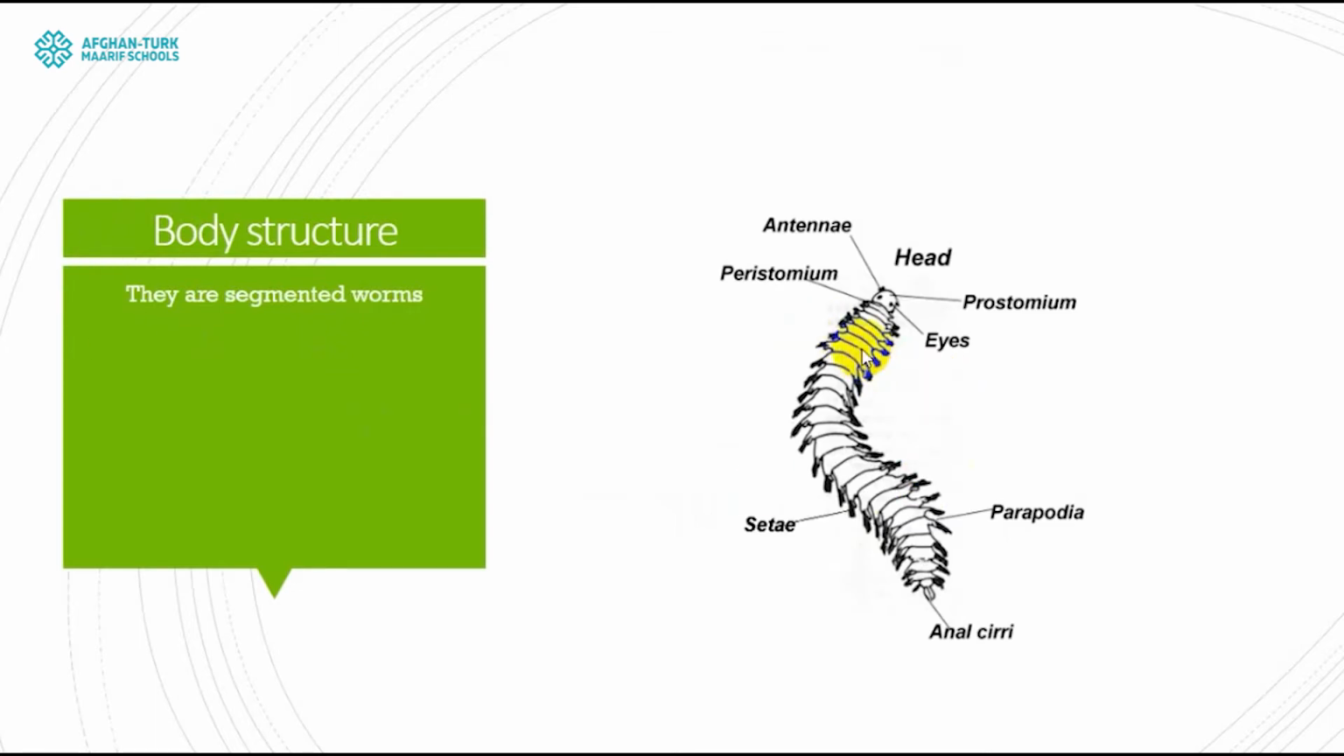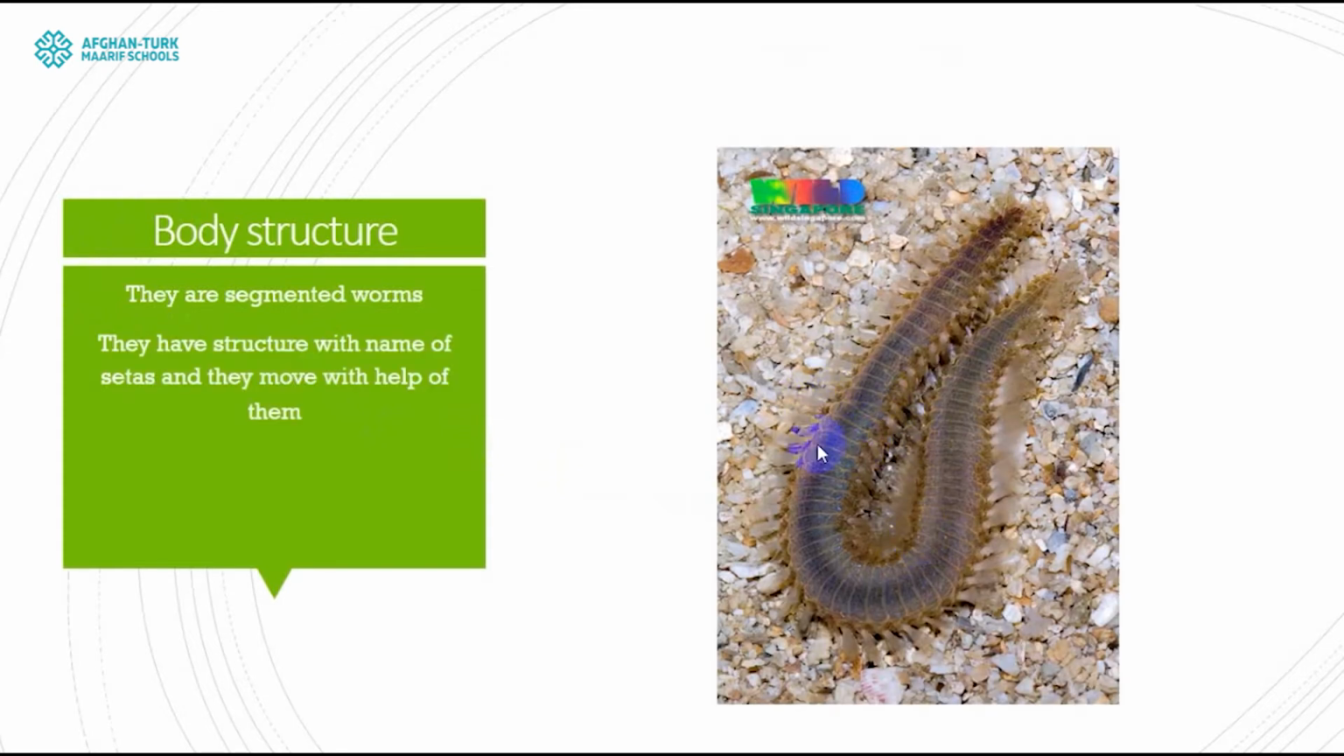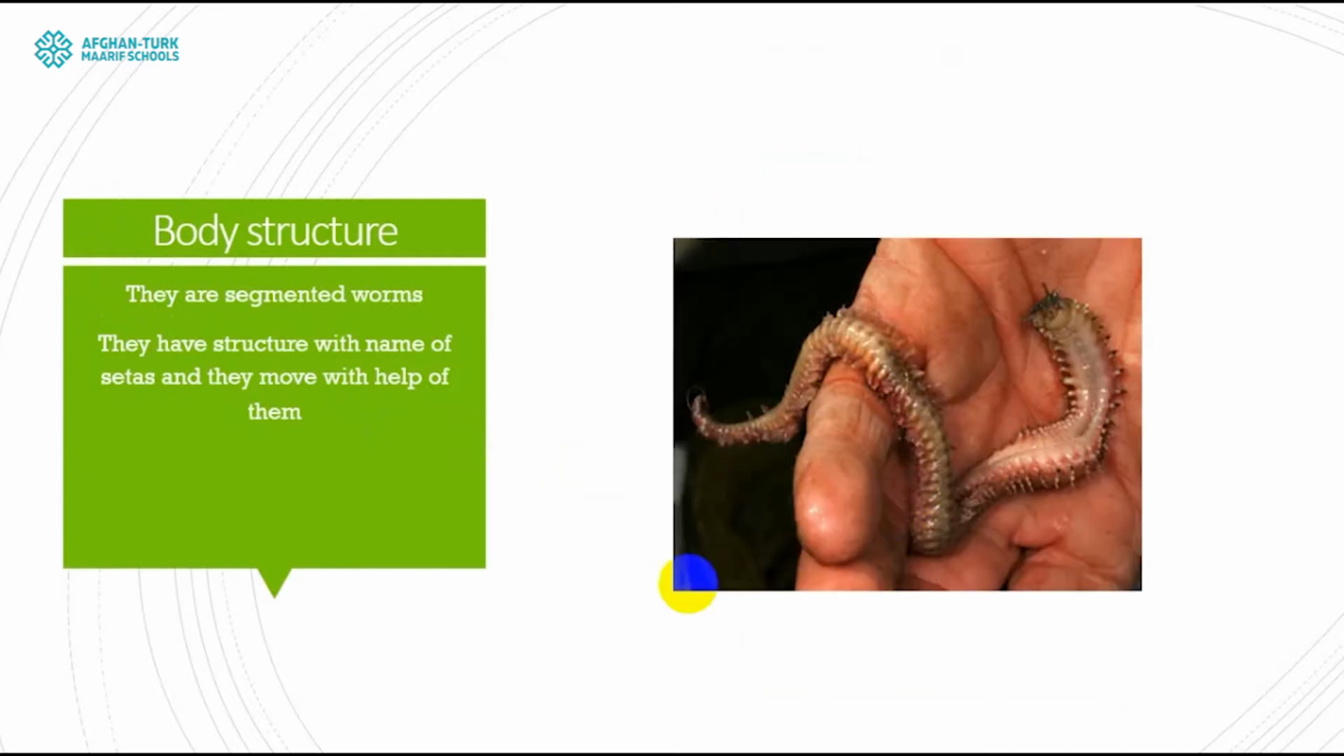So, starting with their body structure, we can say that they are segmented worms. It means all around their body they got segments, and they got setae structures by which they can move, and parapodia structures or foot-like structures in each segment. For example, they might have one pair of it by which they can locomote or move from one place to another one.